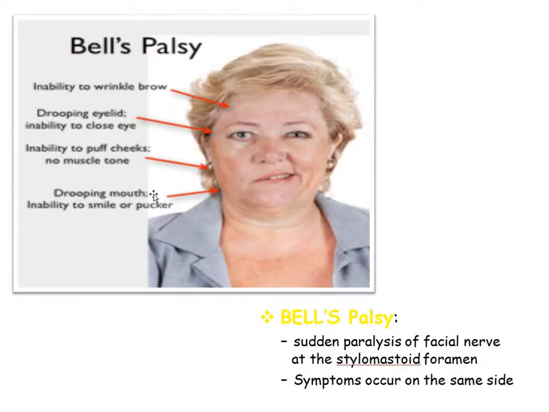Now comes the Bell's palsy. It is a sudden paralysis of the facial nerve at the stylomastoid foramen. Symptoms occur on the same side. So what we will see, this is the peripheral facial palsy. We can see there is an inability to wrinkle the brows, drooping eyelids, inability to close the eyes, inability to puff cheeks, no muscle tone, and drooping of the mouth, inability to smile or pucker.